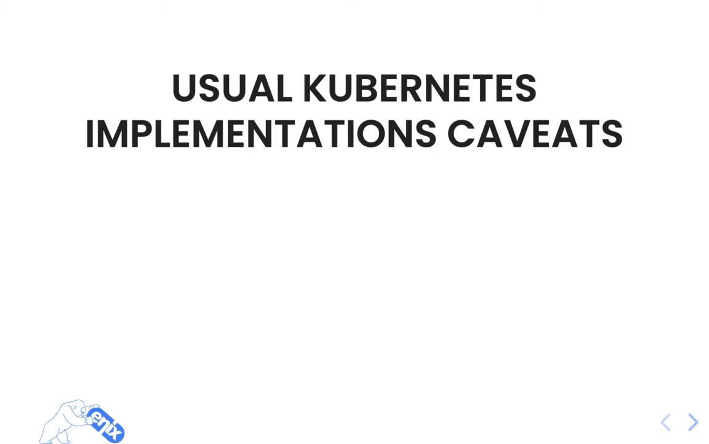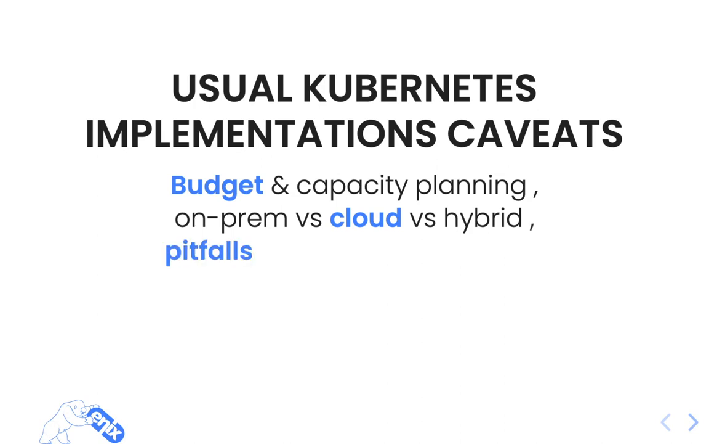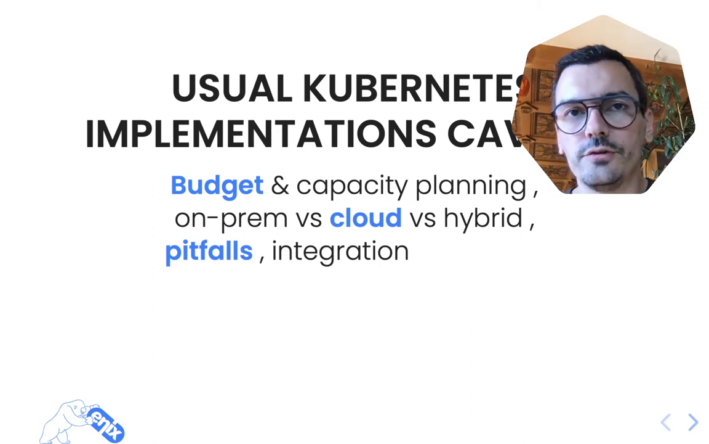Very good examples of typical difficulties. First one would be budget and capacity planning. You never know how many nodes, the size of the nodes you're gonna need for your production. It's also difficult to decide between keeping your Kubernetes clusters on premises or moving them to the cloud. There are some typical pitfalls. Sometimes you want to integrate your existing infrastructure with the clusters you have around.